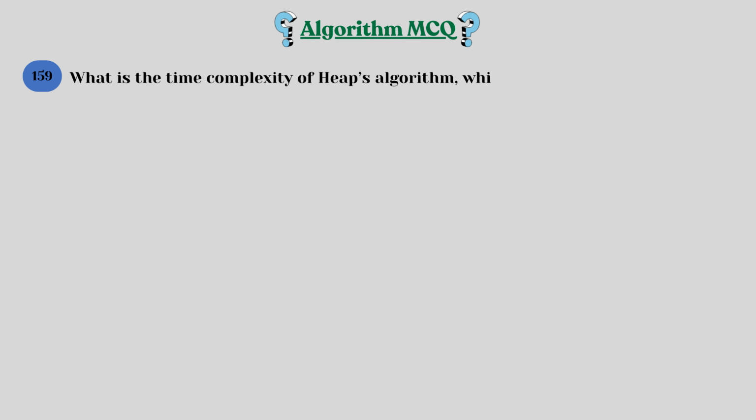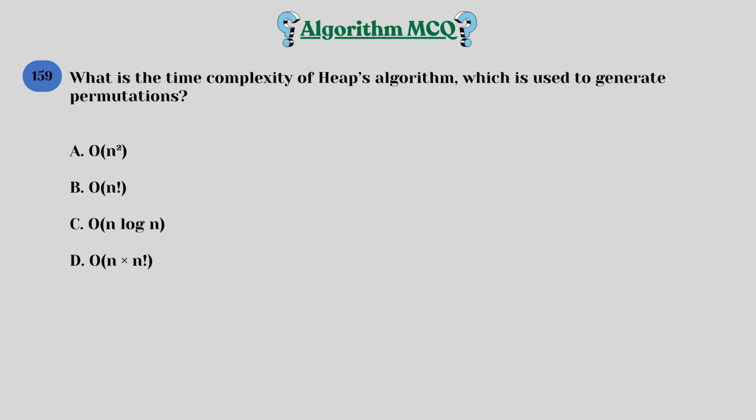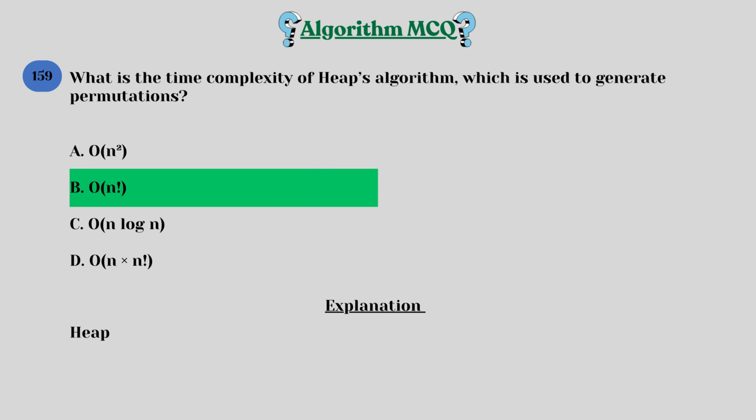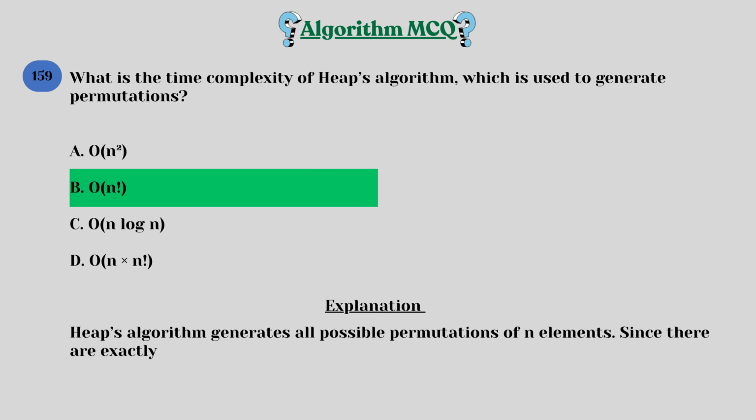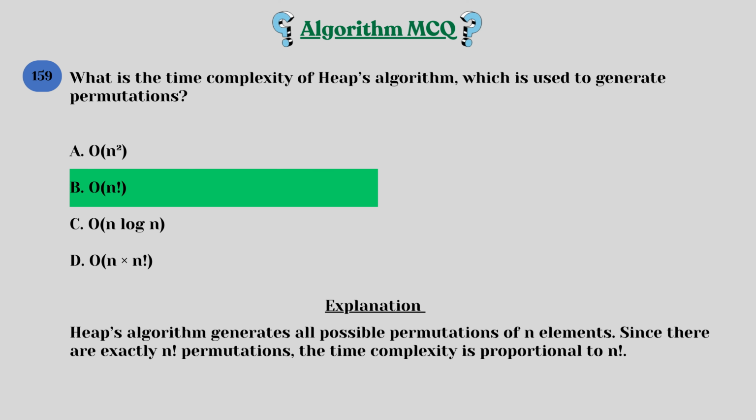What is the time complexity of Heap's algorithm, which is used to generate permutations? Correct answer: O of n factorial. Explanation: Heap's algorithm generates all possible permutations of n elements. Since there are exactly n factorial permutations, the time complexity is proportional to n factorial.